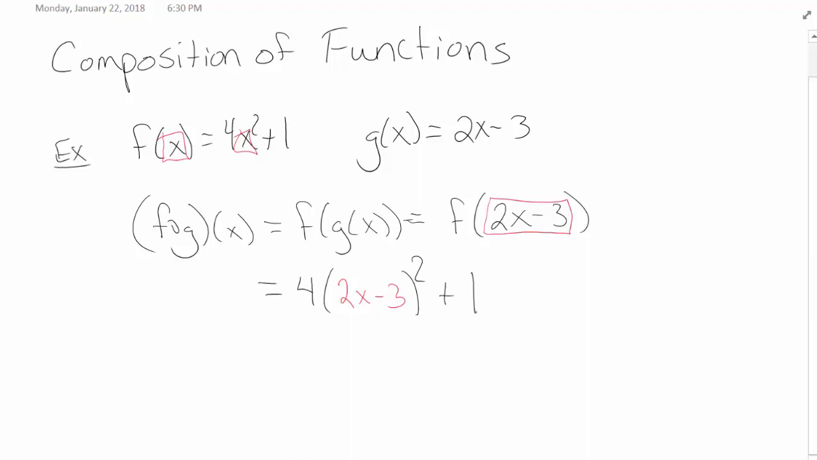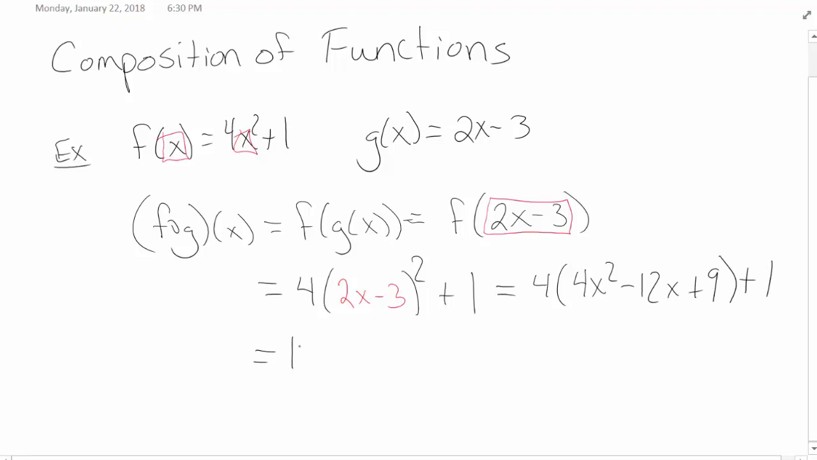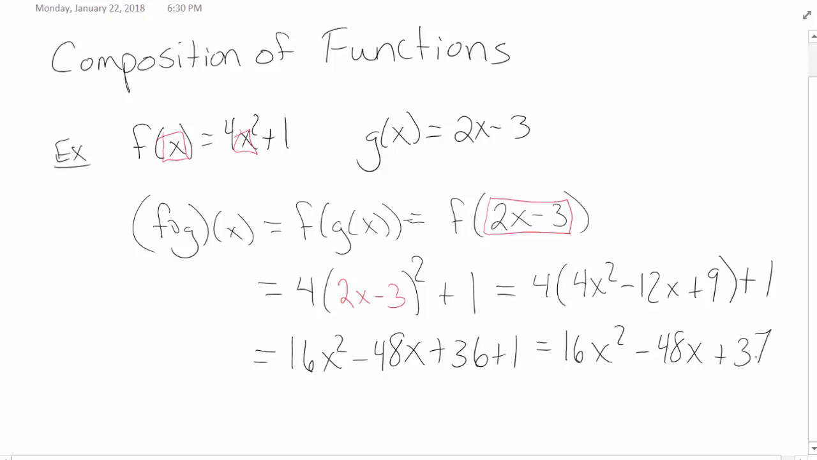If you want to simplify, I suppose you could argue that this would be simplified, but if you really start expanding, you'd get a 4x squared, and you'd have, let's see, minus 6x, another minus 6x, that'd be a minus 12x, and then plus 9 plus 1. So this would be 16x squared minus 48x plus 36 plus 1, which is 16x squared minus 48x plus 37.